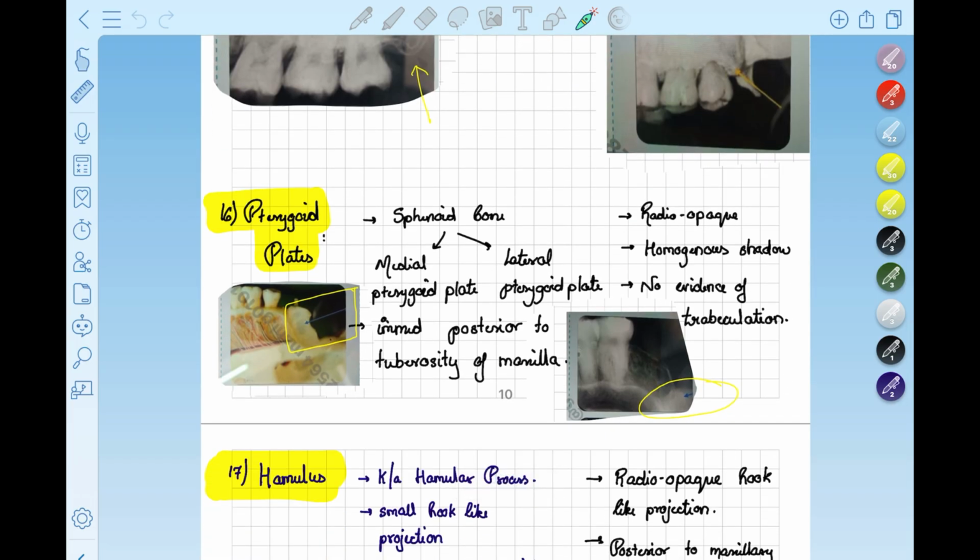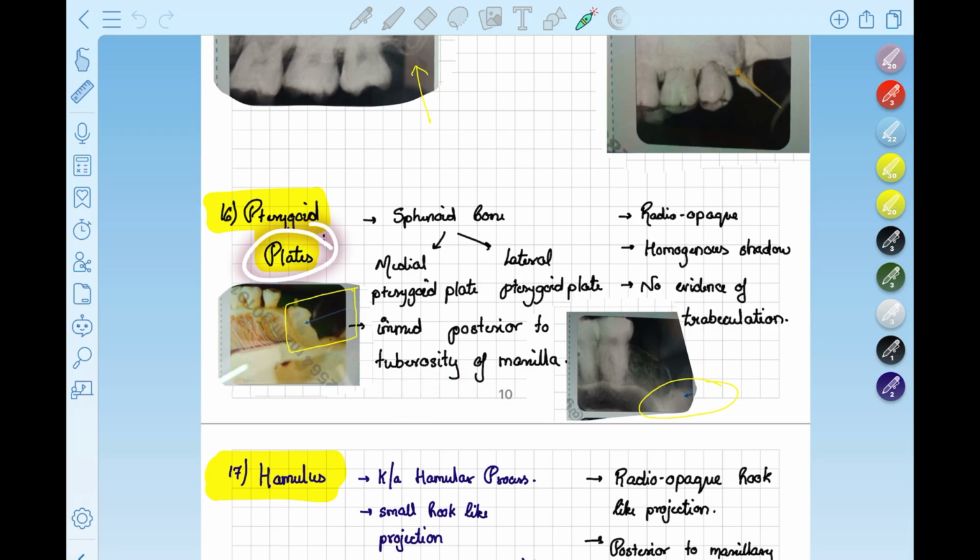The next structure is the pterygoid plate. The pterygoid plate is made up of two parts of the sphenoid bone, the medial pterygoid plate and the lateral pterygoid plate. Where can we see the pterygoid plate? Immediately posterior to the tuberosity of maxilla. This was our tuberosity, and immediately posterior to it is the pterygoid plate.